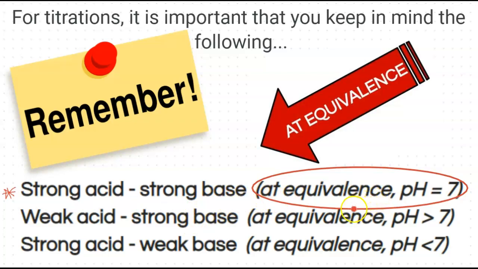This is the only instance in which you can for certain say that the pH at the equivalence will be 7. If you have a weak, strong combination, weak acid, strong base, or strong base, weak acid, then what you're going to be looking at will be a different pH. Those will be covered in subsequent videos.